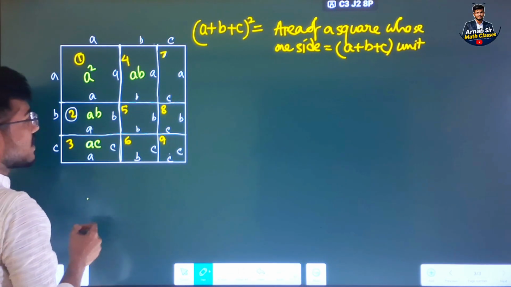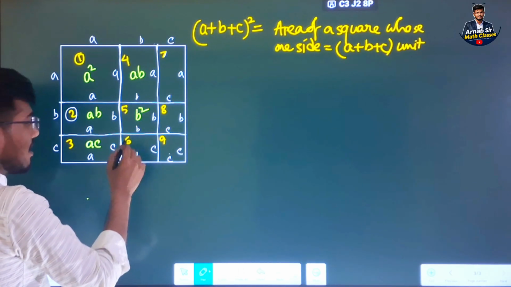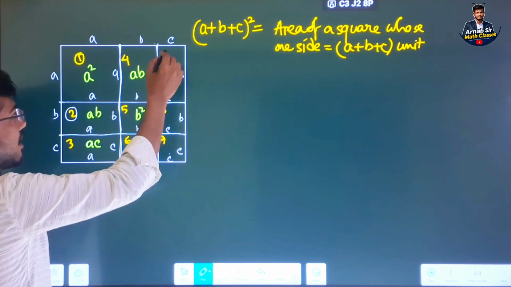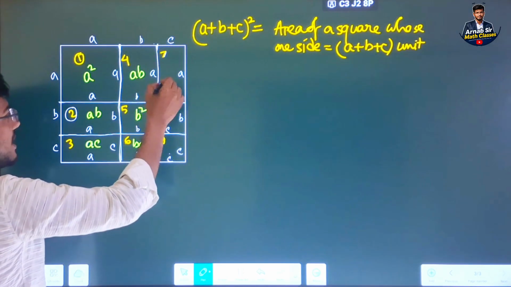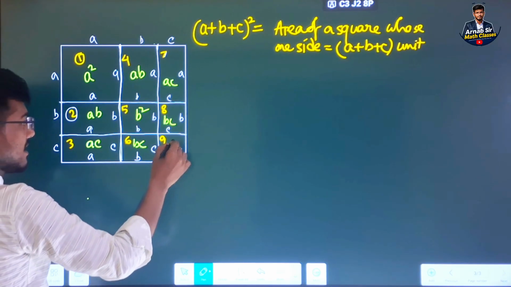What is the area of this portion? Both are b, so obviously it is b square. What is the area of this portion? Length is b, breadth is c. It is bc. Clear? What is the area of this rectangle? Length a, breadth c. It is ac. Again, in a similar way, it is bc and it is c square.